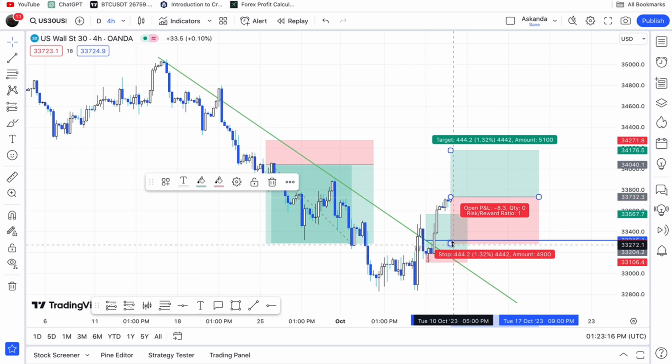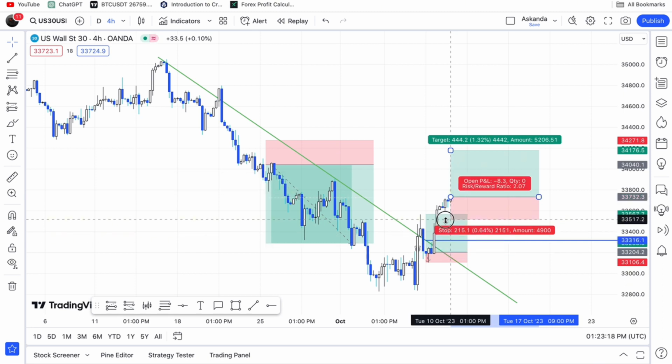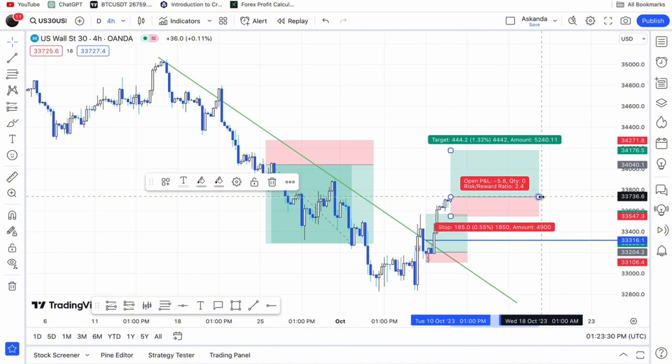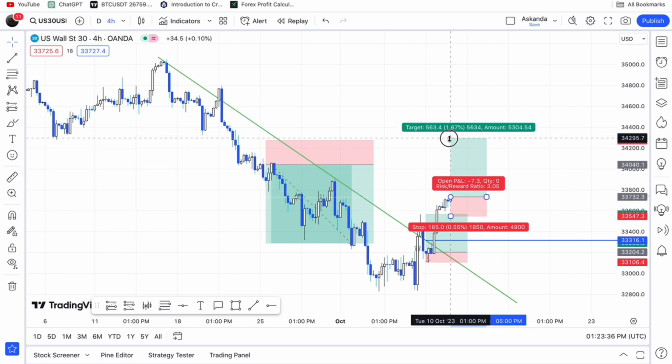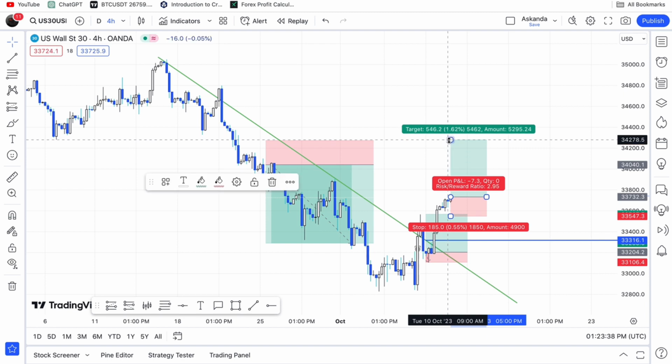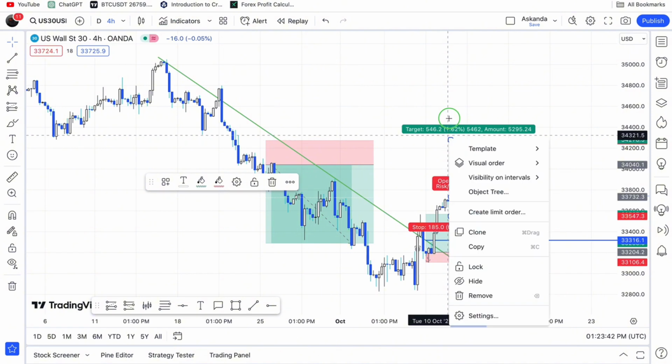So this is our entry. Then our stop loss will be something like, let's say we get 175 points, which is okay. This is our stop loss. Then our take profit will be around a 1:3 ratio on the upside. Okay, so we almost got 1:3 to the next resistance zone.